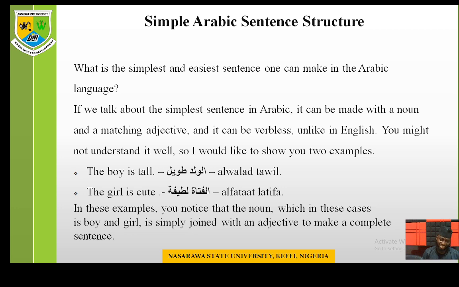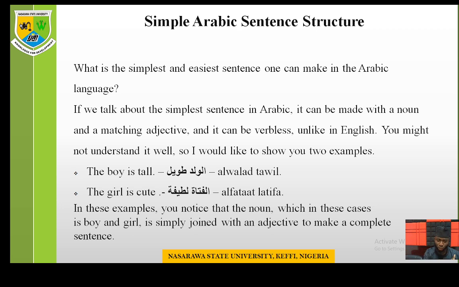If we look at the example of this al-waladu tawil, in English it consists of a primary auxiliary verb, which is "is". The boy is tall. So "is" is our primary auxiliary verb. You cannot say the boy tall in the English language, but in Arabic it is possible. You can say al-waladu tawilun. Tawilun is the adjective of the walad. It tells us about al-walad, which is boy. So the boy is tall is al-waladu tawilun.